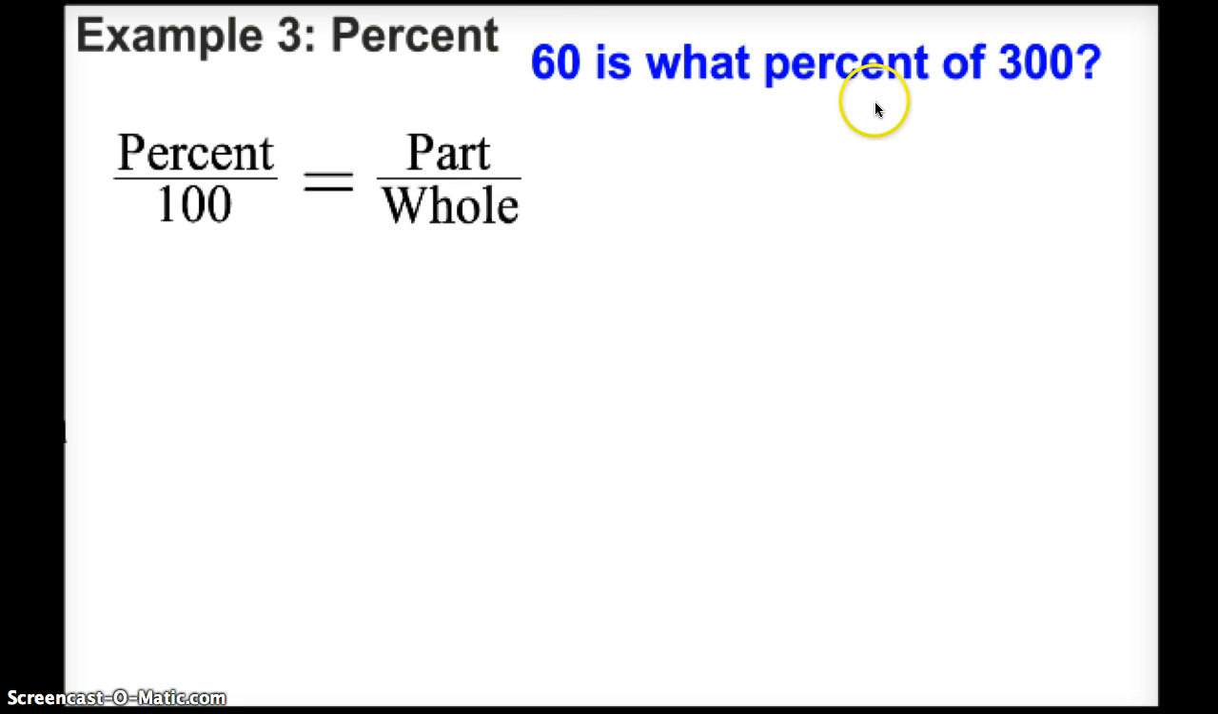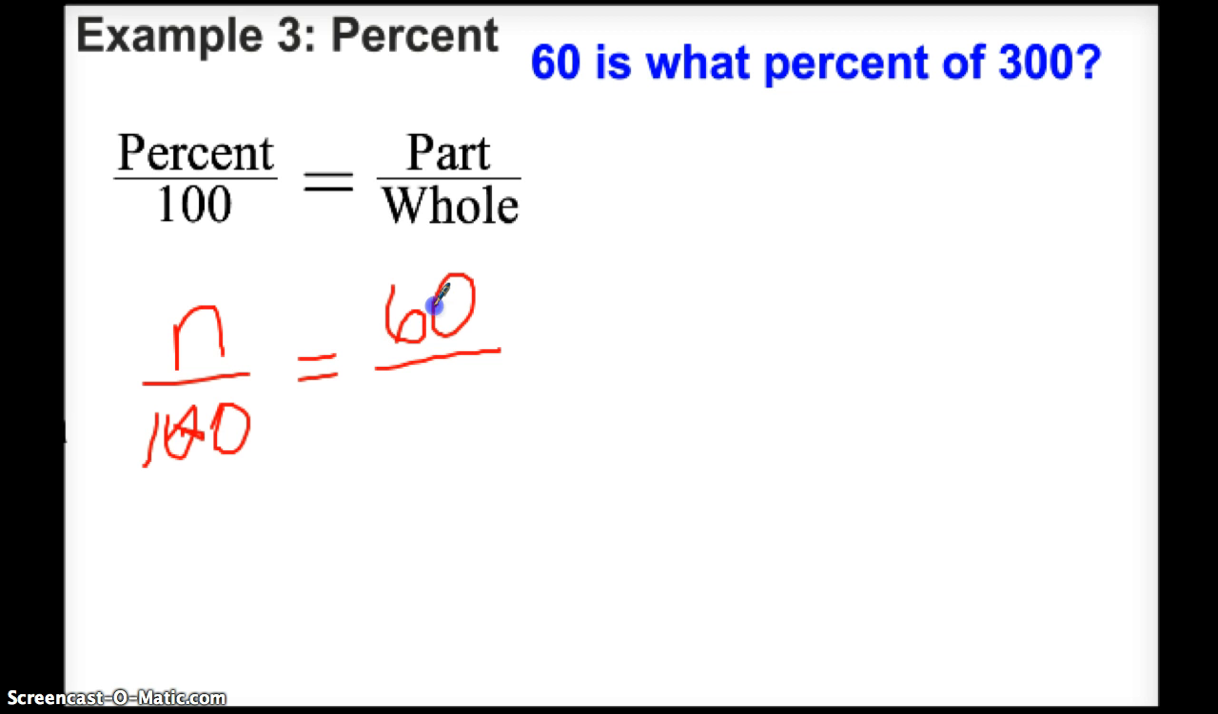So we need to figure out what we know. I don't see a percent number in here, so I don't know the percent, but I do know the part and I know the whole. So we go ahead and fill that information in, and then we can solve. I don't know the percent, so that's going to be a variable over 100. We know the part, which is 60, and we know the whole, which is 300.